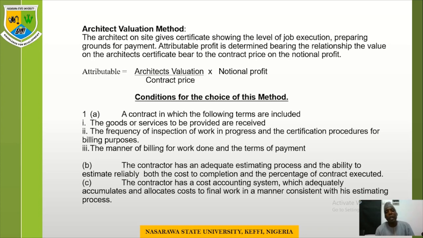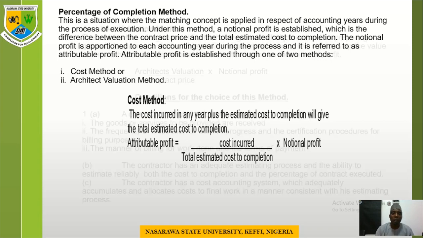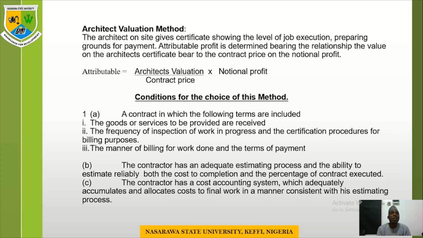So, your attributable profit is going to be the value of whatever the architect has certified, over the contract price, multiplied by notional profit. Don't forget, attributable profit under the cost method is: you take your cost incurred as the numerator and your total estimated cost of completion as the denominator, multiplied by notional profit. This is the approach we use when computing attributable profit using the cost method. But where you are using the architectural valuation method, the numerator will represent the architectural valuations.